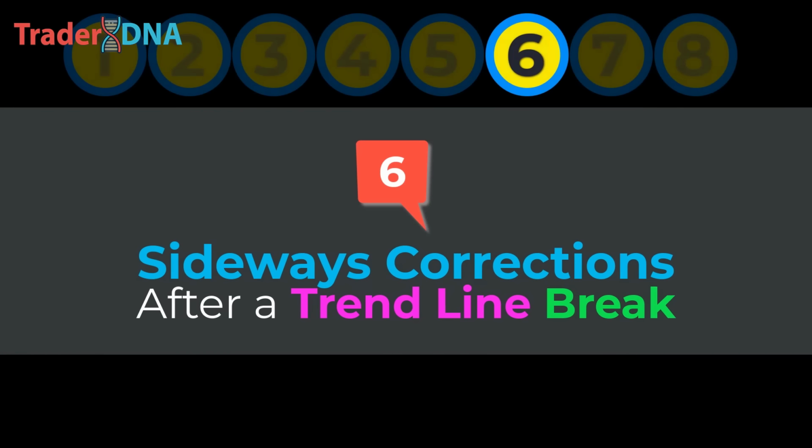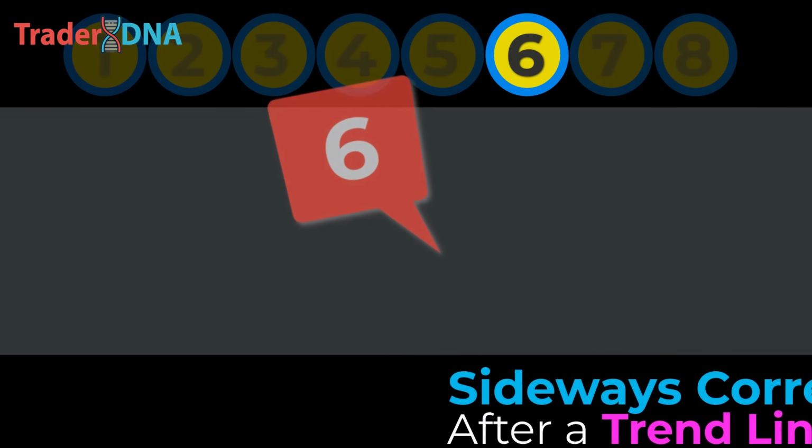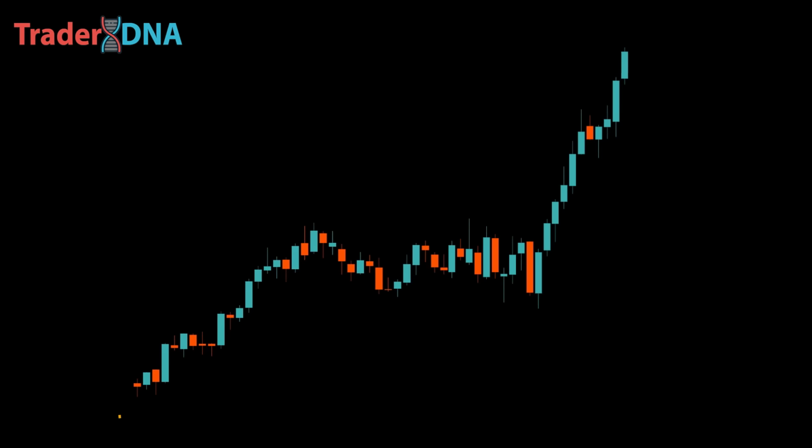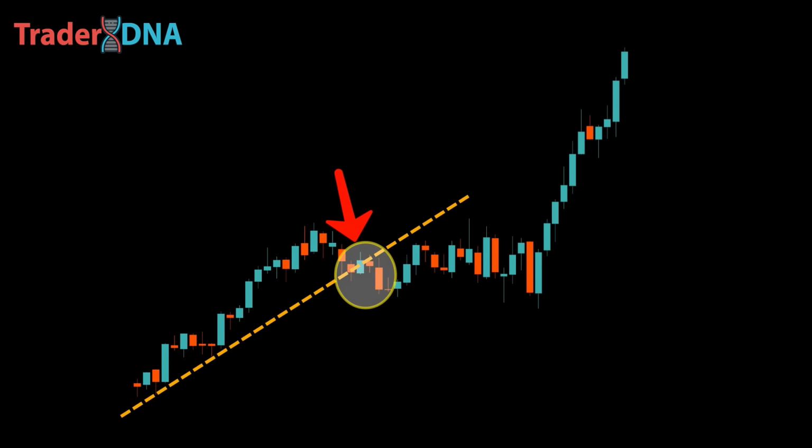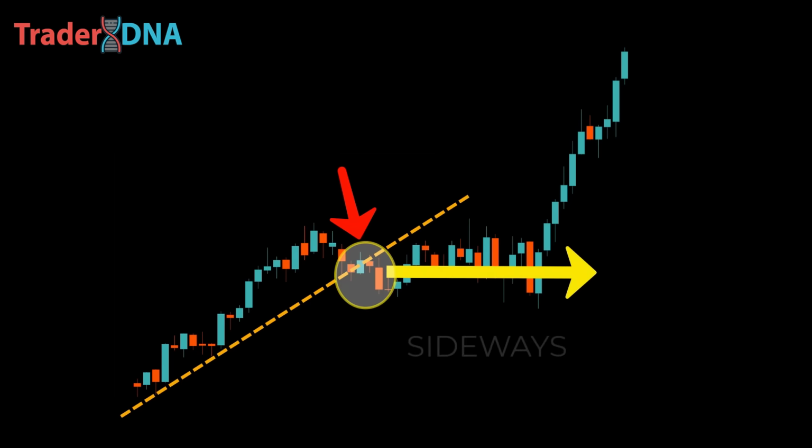Sideways corrections after a trendline break. What's really happening? All right, let's break this down. You see a trendline breakout, but wait, there's no strong follow through? Instead of price shooting off in one direction, it moves sideways. What does this mean? Let's dive in. When price action stalls after a breakout, it's often because neither bulls nor bears are fully in control. Instead of forming a clear trend, the market oscillates within a horizontal range, creating a sideways movement.